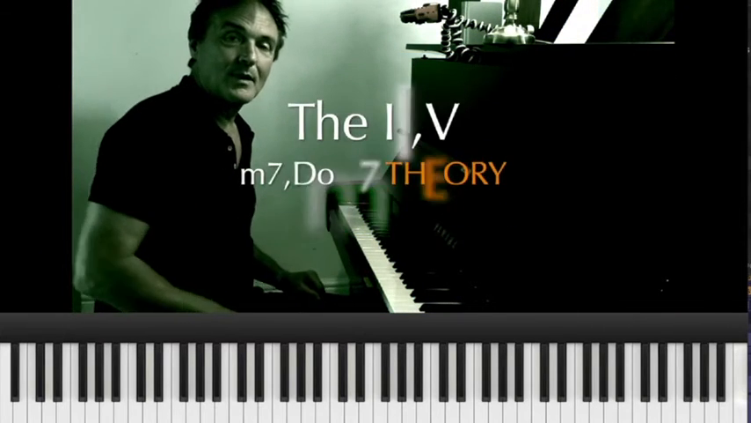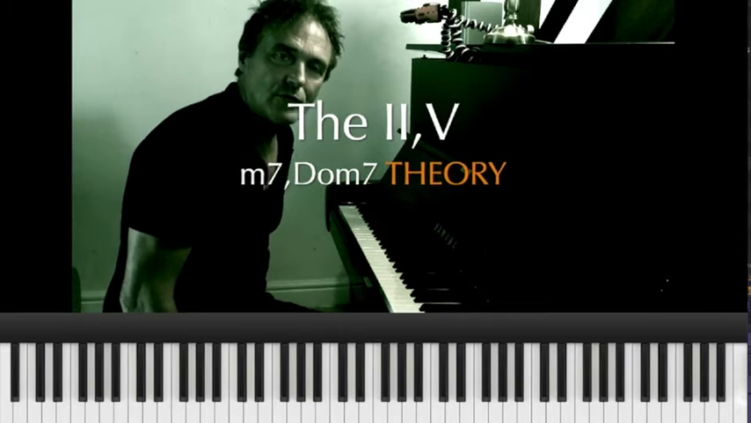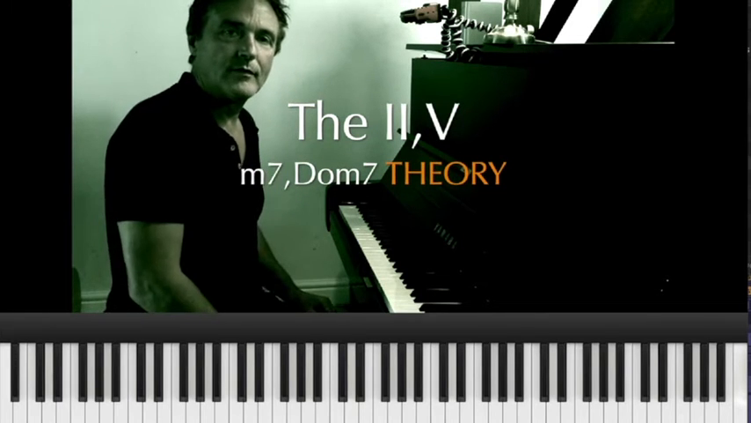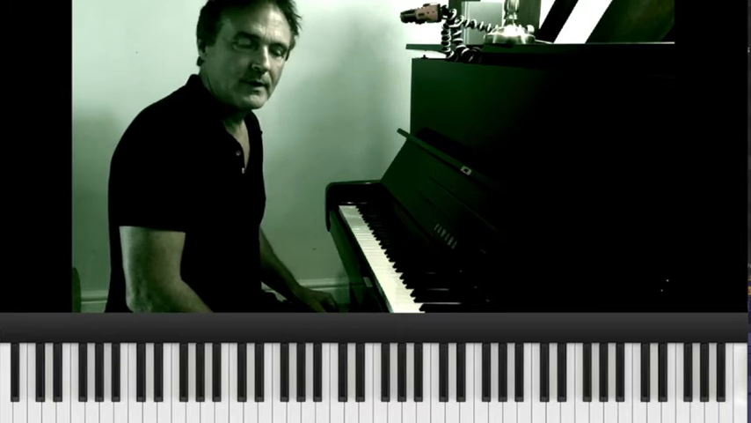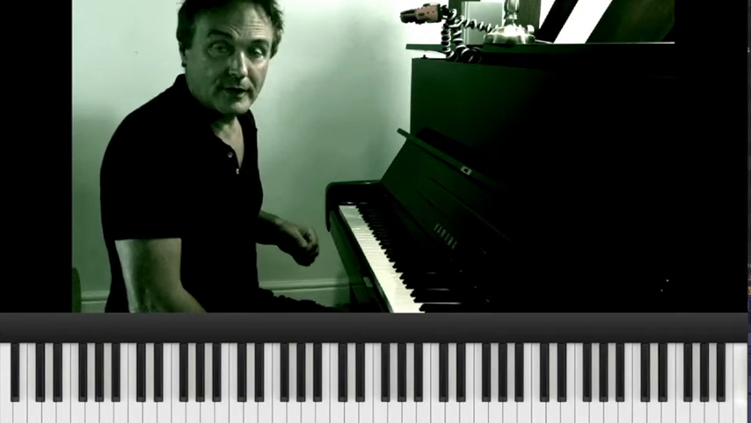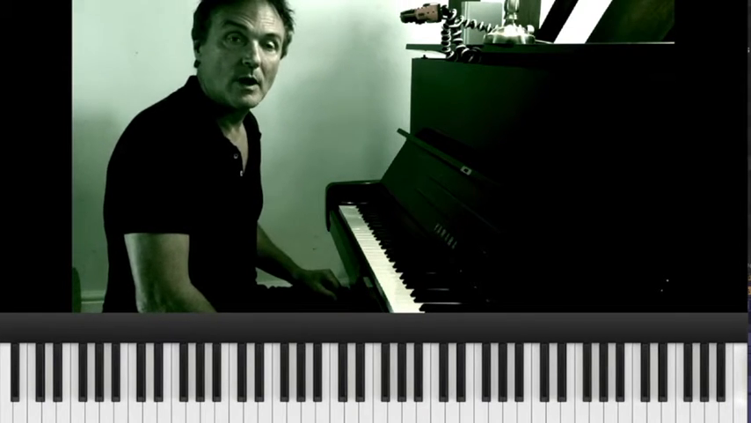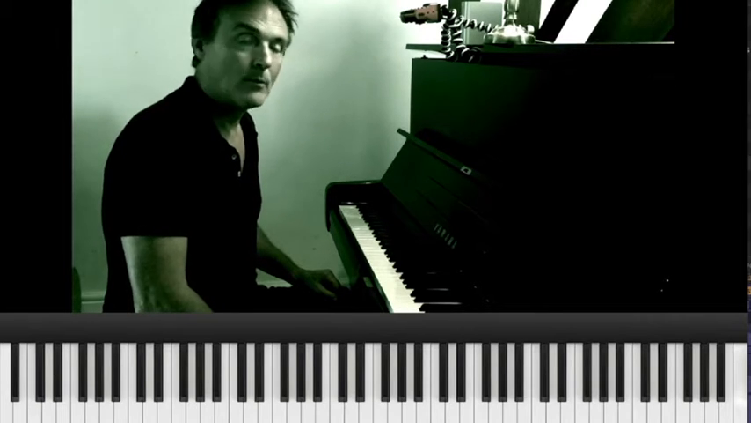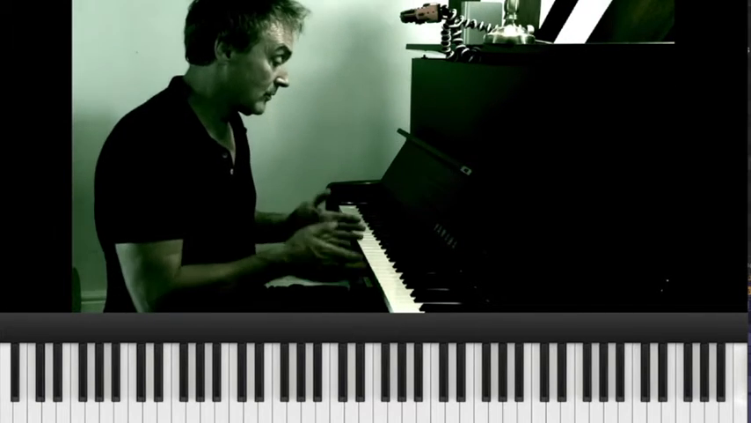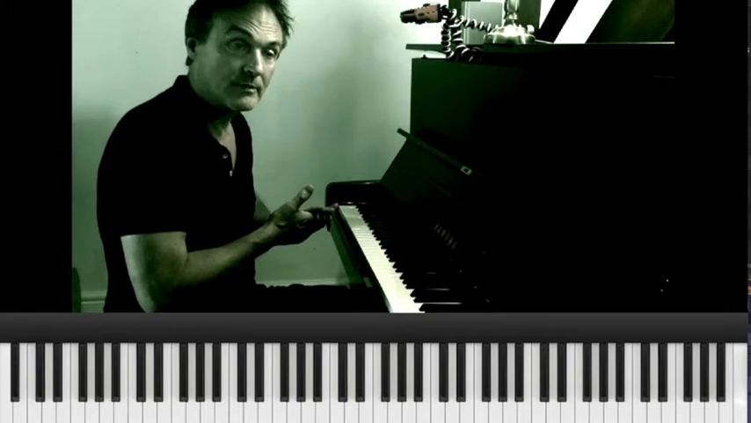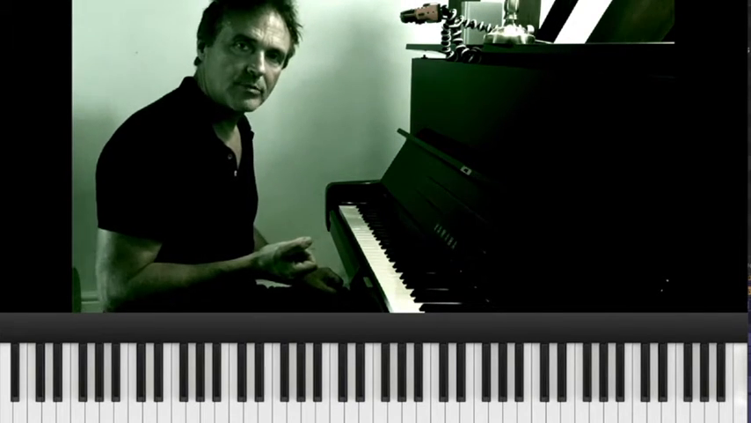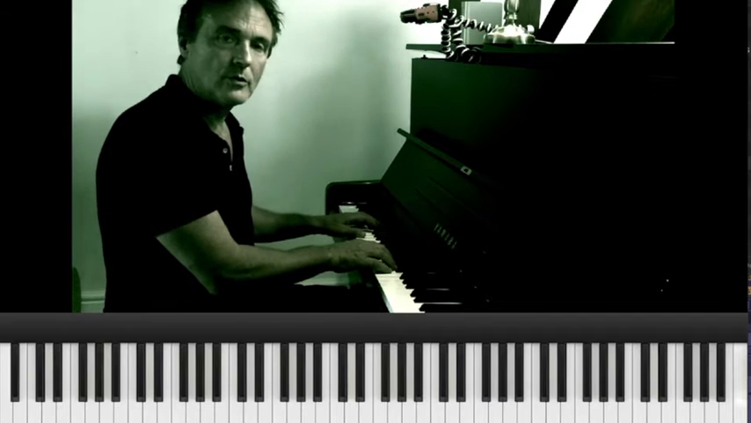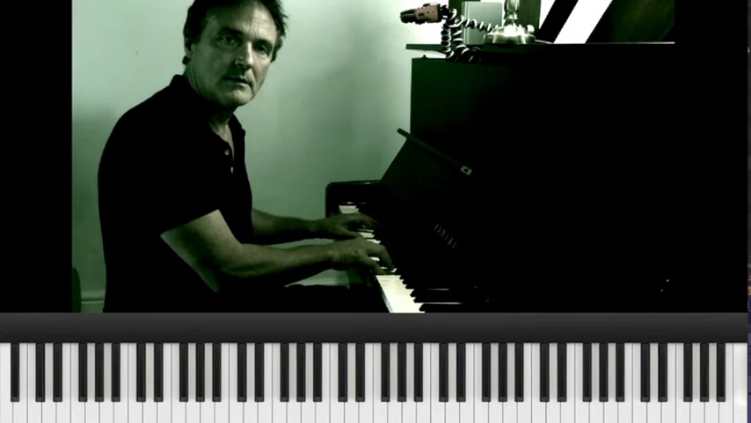Hi, welcome to the second part of this tutorial on the 2-5, as I call it, minor 7 to dominant 7. In this section we're going to look at the theory behind it and why I'm calling it a 2-5 and why it works and why we've used these particular shapes. Going to stay in the same key as for the previous video, so we're using these two chords, A minor and D.